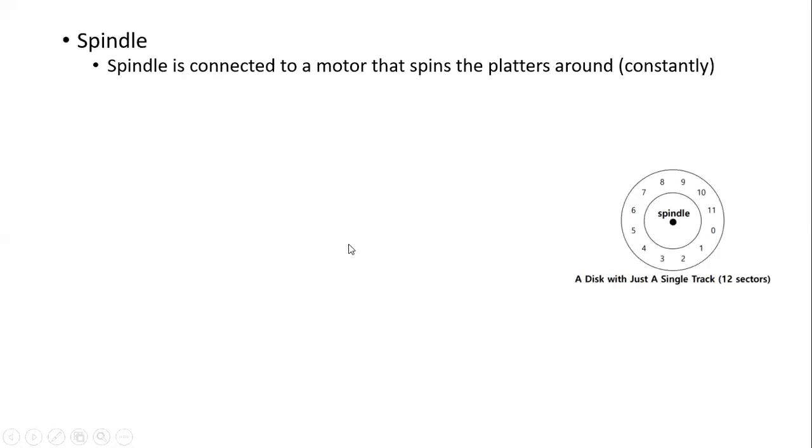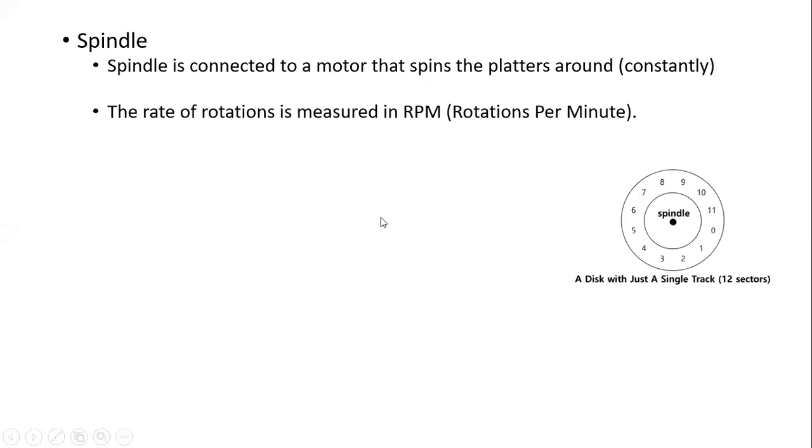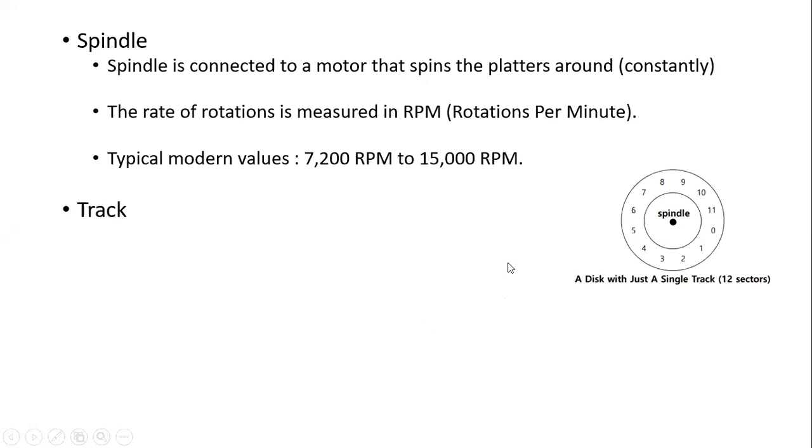Now let's talk about the spindle. The spindle is connected to a motor that spins the platter around, and with the help of that, the platter is moving, right? The rate of rotation is measured in RPM, rotations per minute. For example, we assume that this disk is moving in this direction. Typical modern values of RPM are 7,200 to 15,000 RPM.